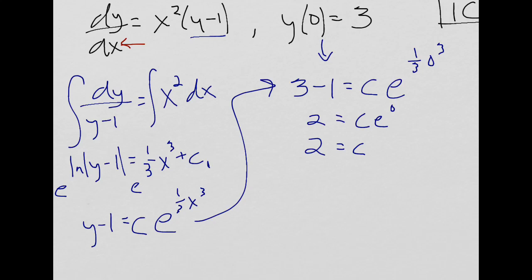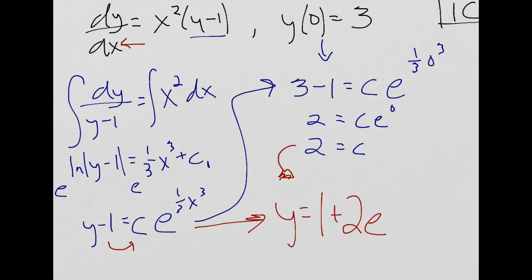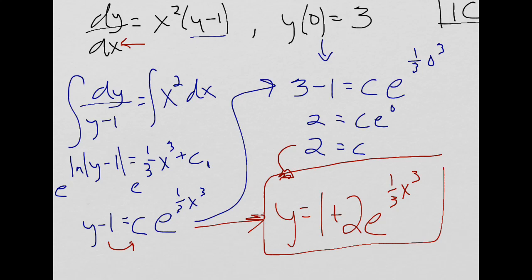Right? And then I just need to write my final answer here. I need to combine that solving of c with this equation. So my answer, and I'll move the 1 over at the same time. So I get y equals 1 plus, my c value is 2, e to the 1/3 x cubed. And that is all for that one.